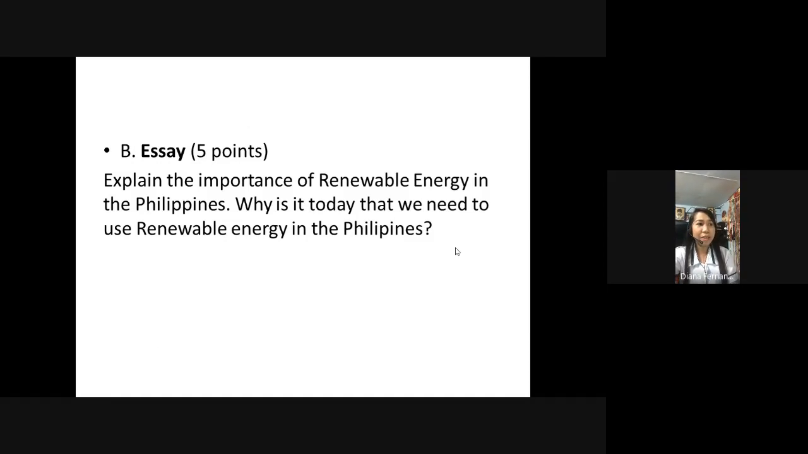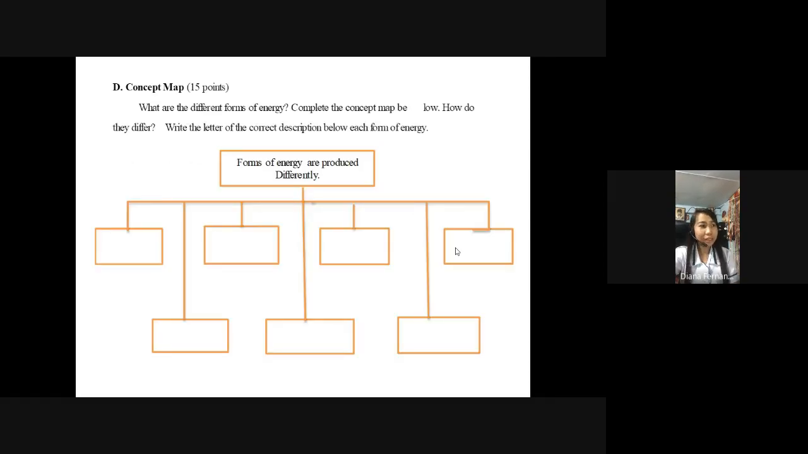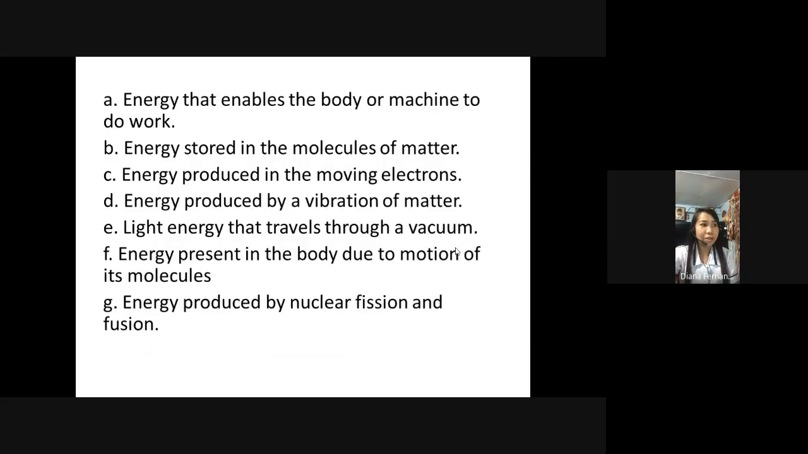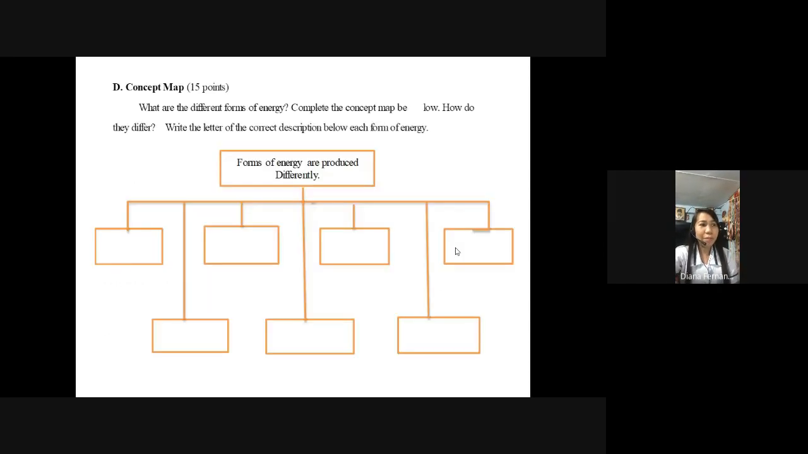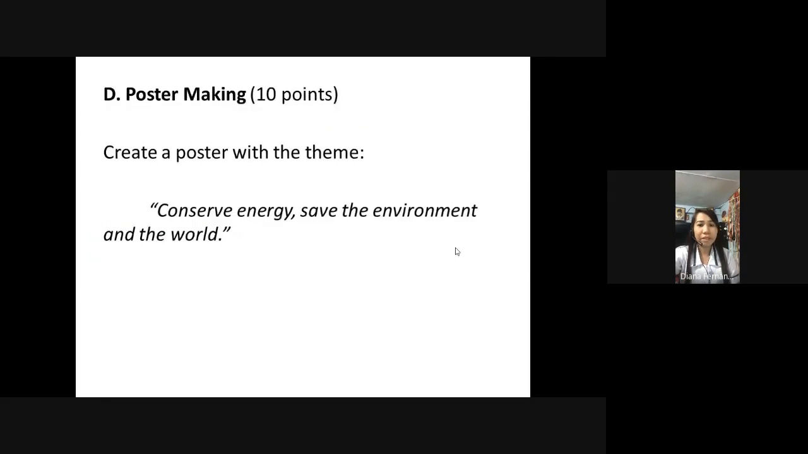So you'll be explaining the importance of renewable energy in the Philippines and why it is today that we need to use renewable energy in the Philippines. Bakit nga ba? So, the third part is the concept map. Pupunuin nyo lang yan, yung A, B, C, D, E, hanggang G, together with the forms of energy. And the last part is you are going to make a poster that explains the theme, conserve energy, save the environment and the world. Okay, so may tanong ba kayo?